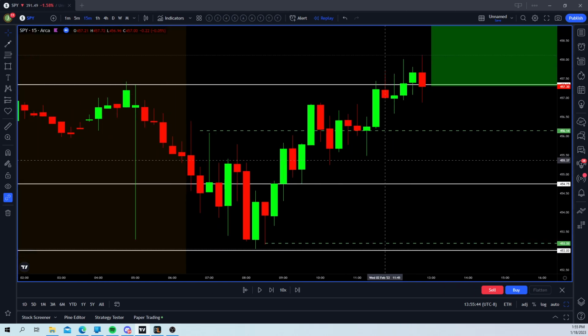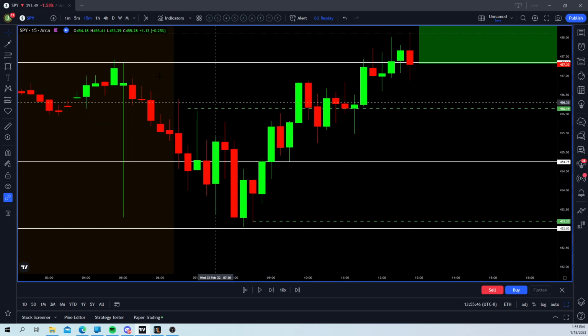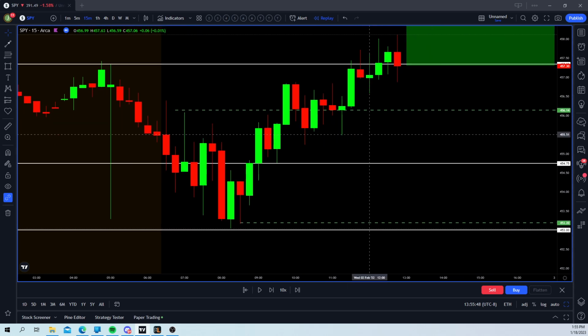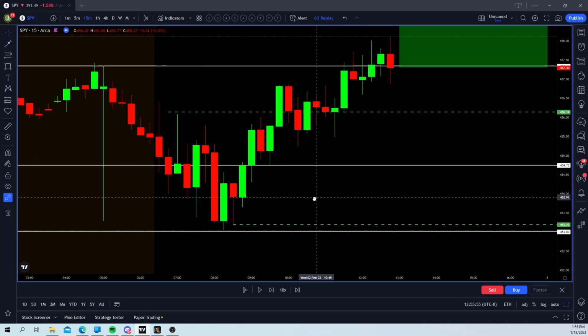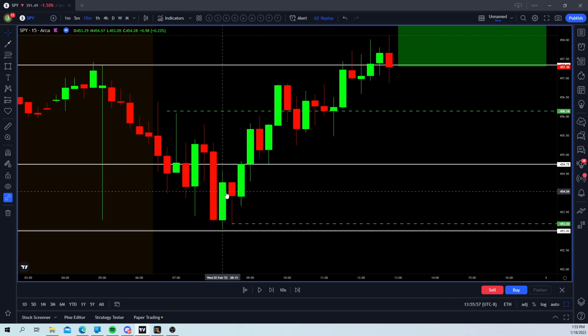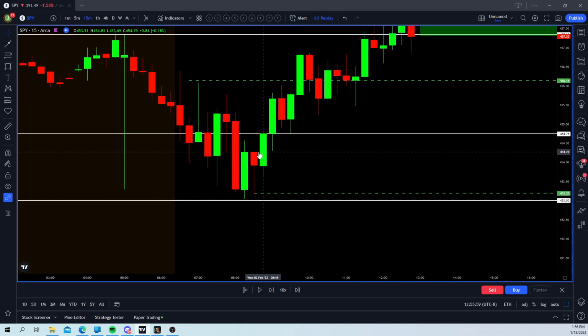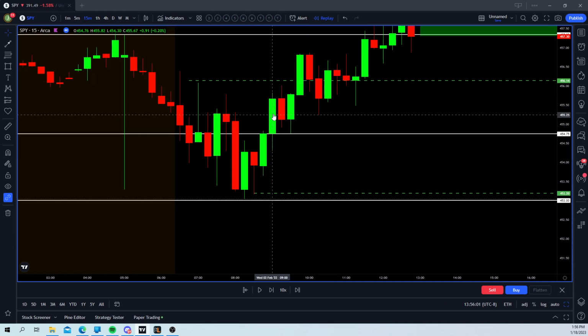Go to the 15, you're able to see and hold for 15 minutes longer. That's why I love the 15 minute. This candle happened in 15 minutes. It wasn't in 5. This one happened in 15 minutes. So even if you miss this move and you get another green, then you know the next one could be green.